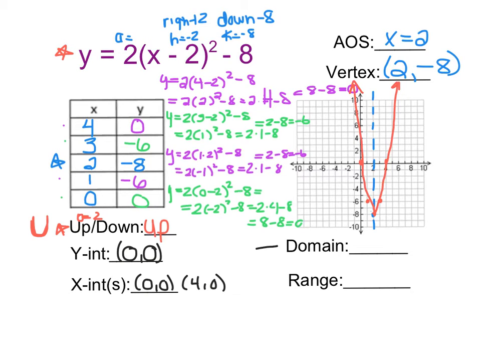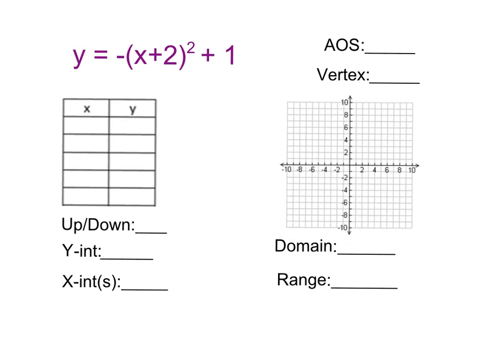I then notice my graph goes forever to the left and right, so my domain is all real numbers. And my range, the lowest point is negative 8, and it goes up, so I have a range of y is greater than or equal to negative 8.